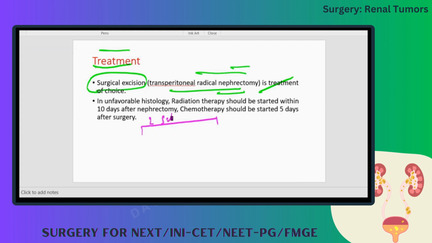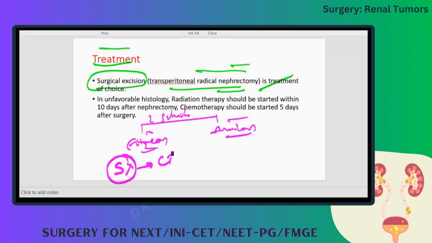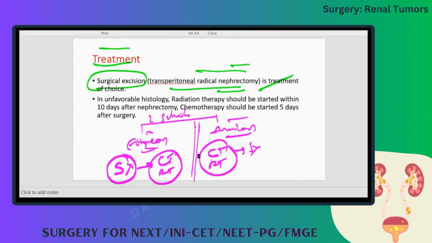Here there are two schools of thought. One is the European group, one is the American group. See how the thinking differs between these two. What the Europeans tell is, first do surgery, then give chemotherapy, radiotherapy. Americans tell first to give chemotherapy, radiotherapy, then do surgery. Two protocols have been developed for Wilms tumor. We don't have our own Indian protocol. We follow either the West or East protocol, the European protocol or the American protocol.